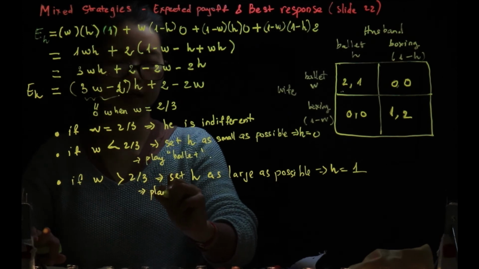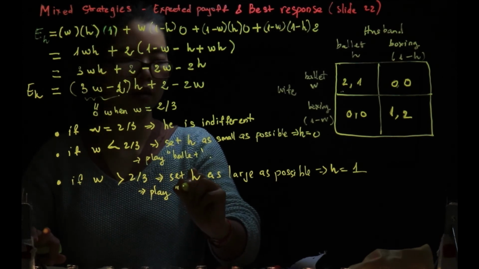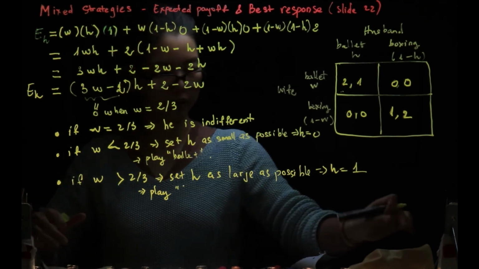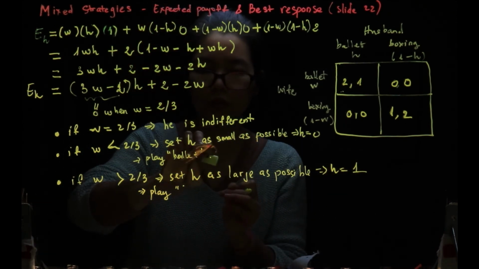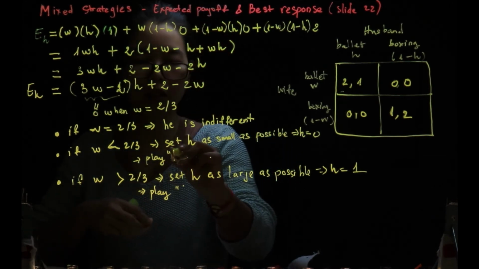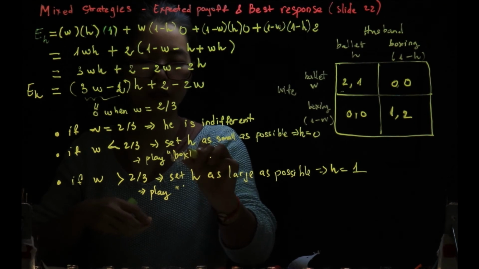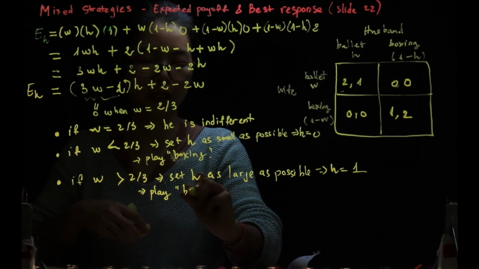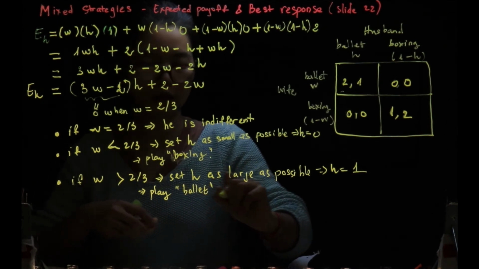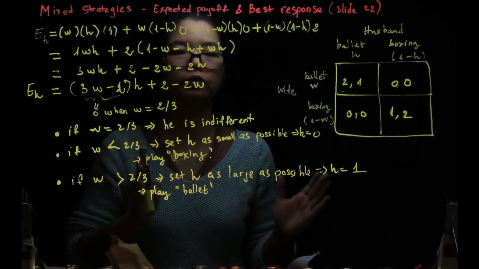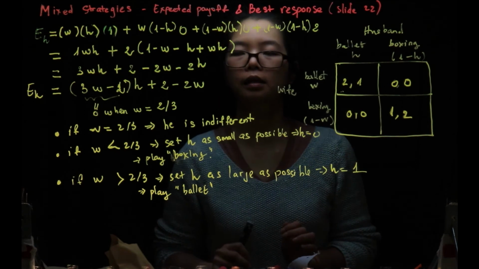Sorry, I think I wrote it wrong here. It's actually when H is equal to 0, that is boxing, right? And here's ballot when you set H equal to 1. So that's his best response in this case.